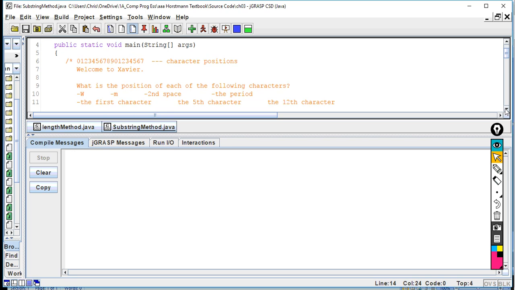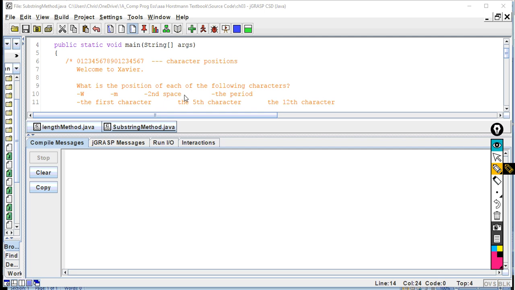And so let's take a look at this. So we have the W. Well, the W is not in position 1, it's in position 0. So you can see right here that this is going to cause issues, because people are going to say, well, that's in position 1. No, it starts with 0. When you're talking about positions, you start with 0. M is in what position? Well, it's in 5. What's the position of the second space? Here's the first space, second space. This space is in position 10. The period here is in position 17.